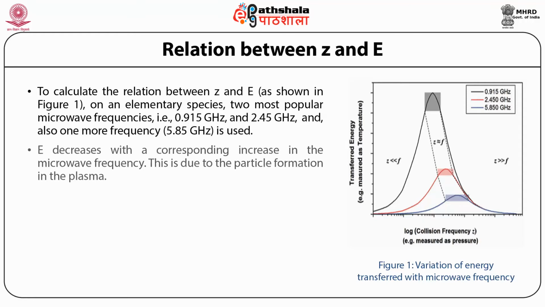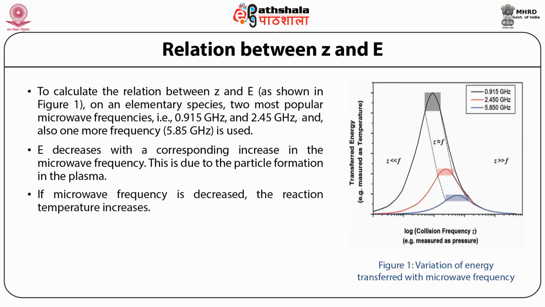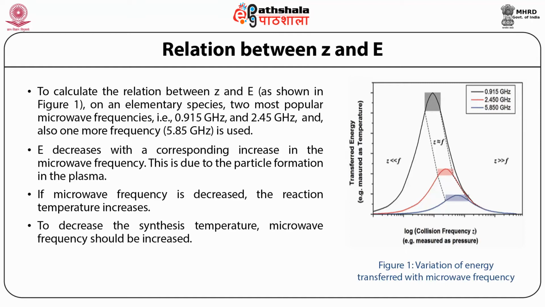First, E decreases with a corresponding increase in the microwave frequency. This is due to the particle formation in the plasma. Secondly, if microwave frequency is decreased, the reaction temperature increases. Third, to decrease the synthesis temperature, microwave frequency should be increased.